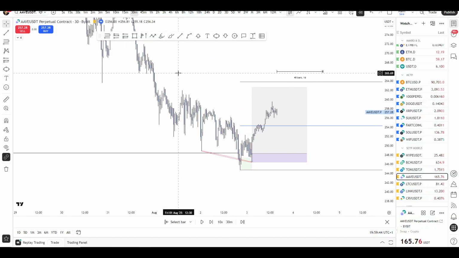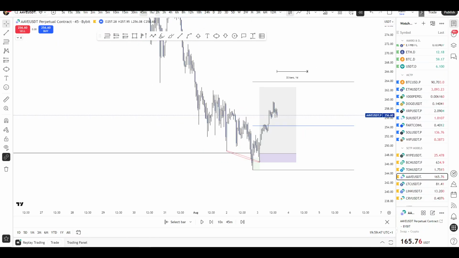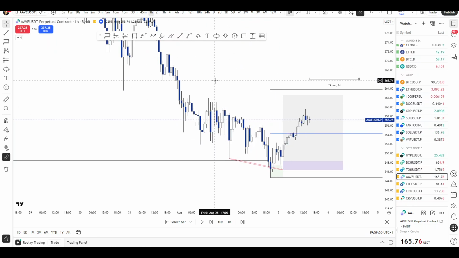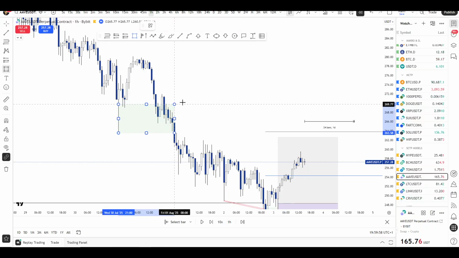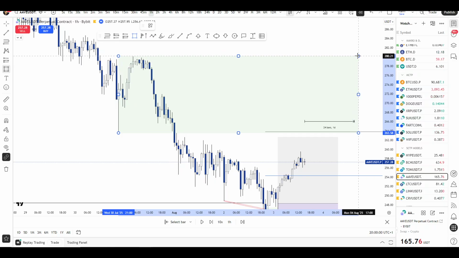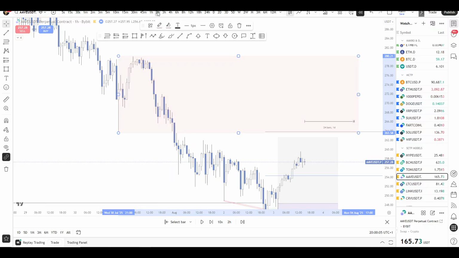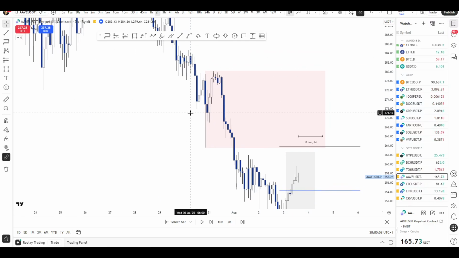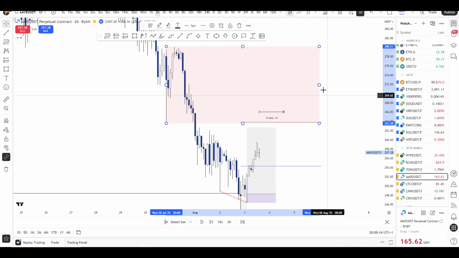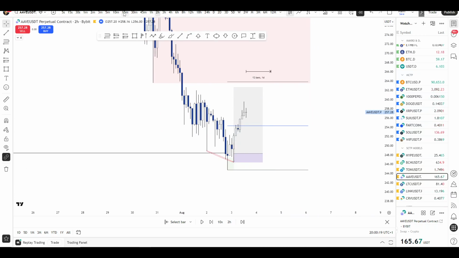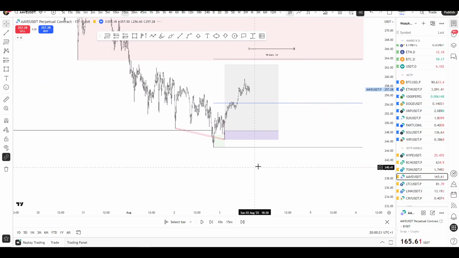Is this resistance? This looks like it could be, but no. Okay. Well, actually this could be all supply. On a 2-hour, move down, up, inefficiency here. So we could reject from here to create a mid time frame range. So let's look at what price wants to do.